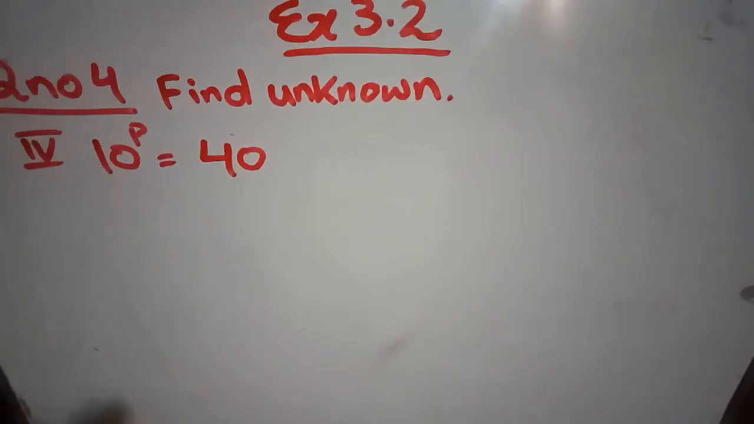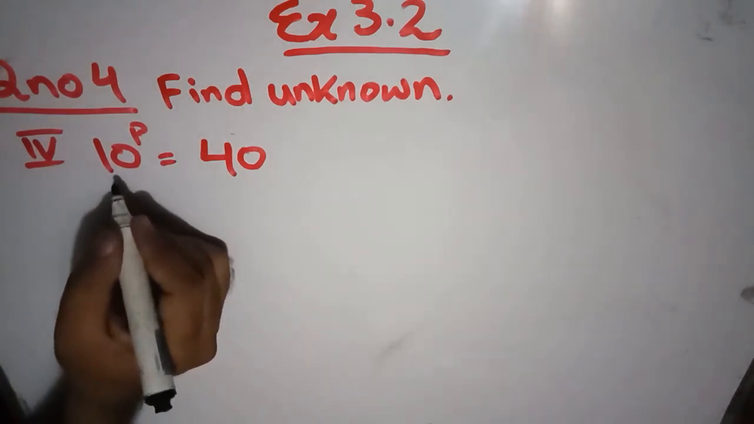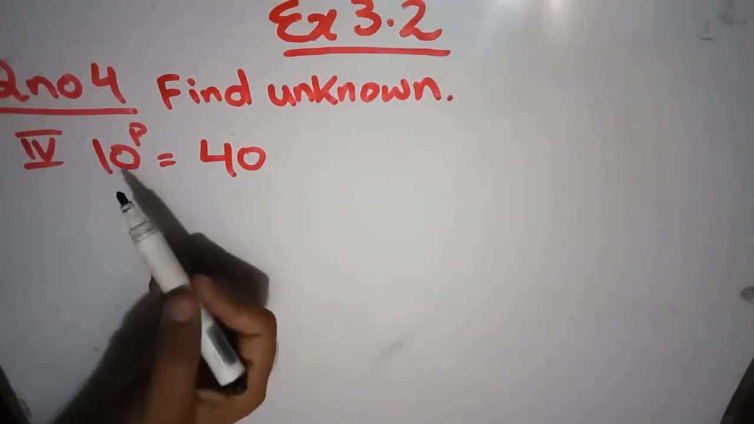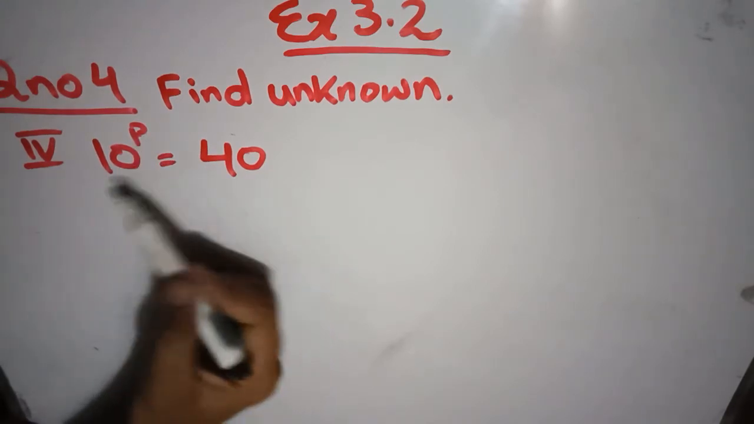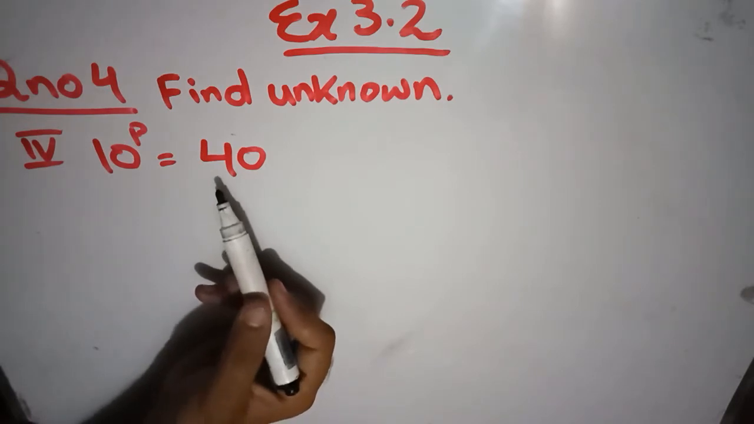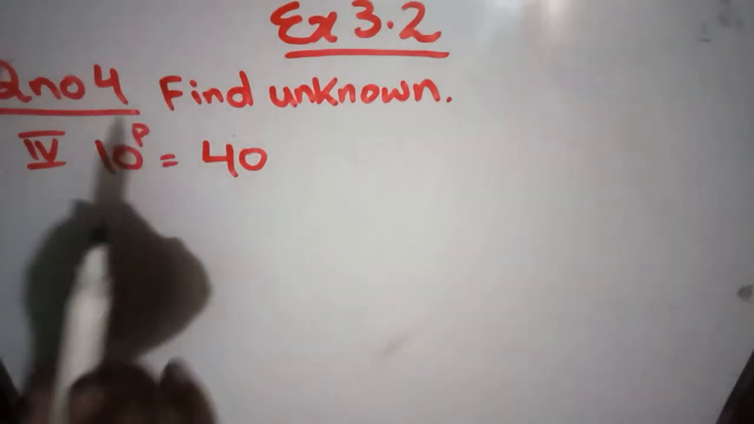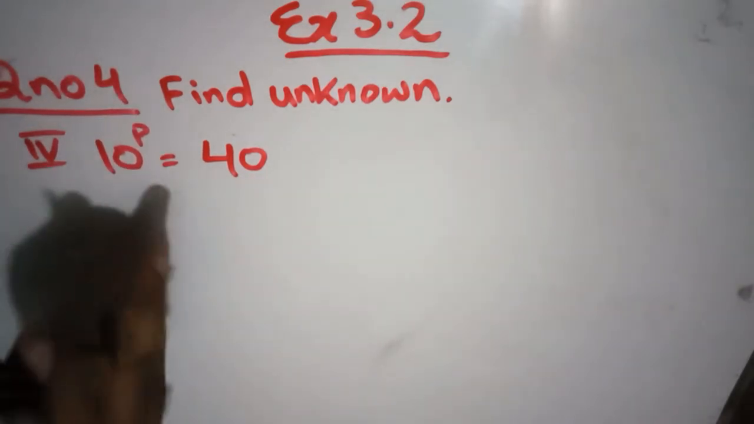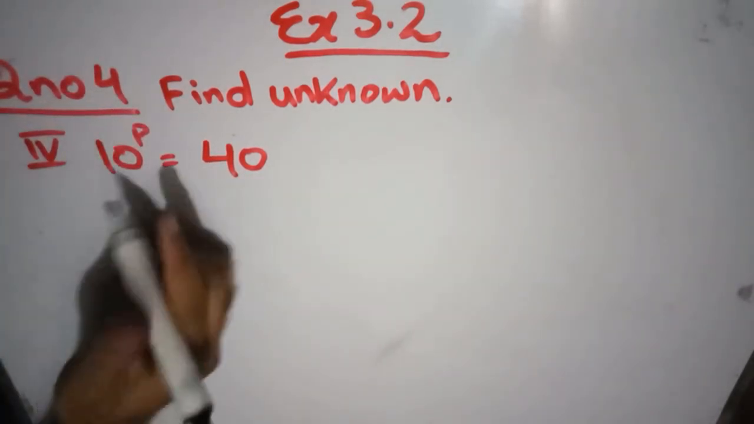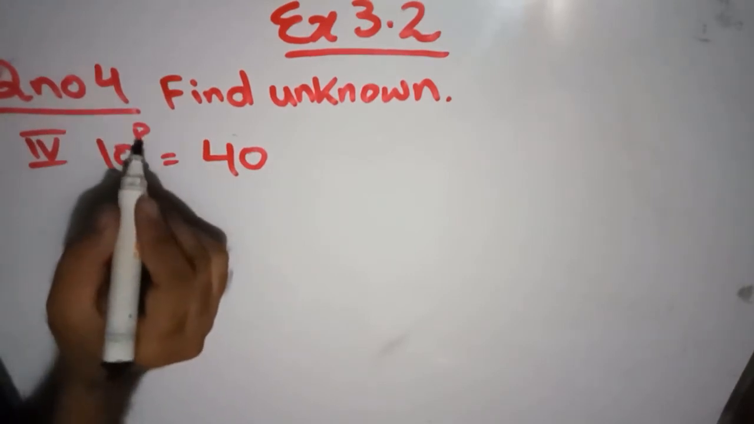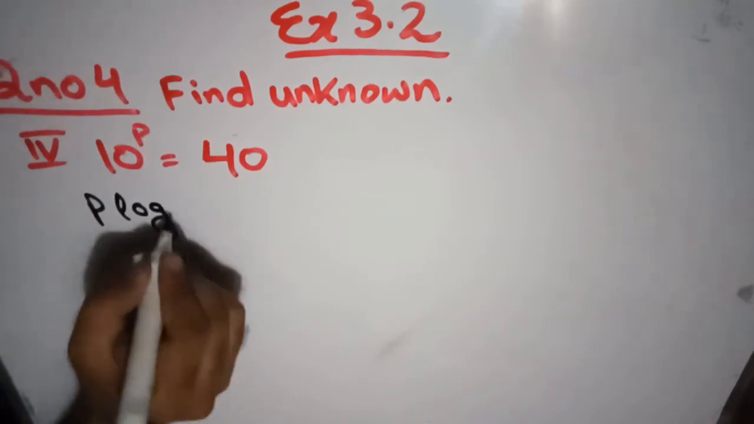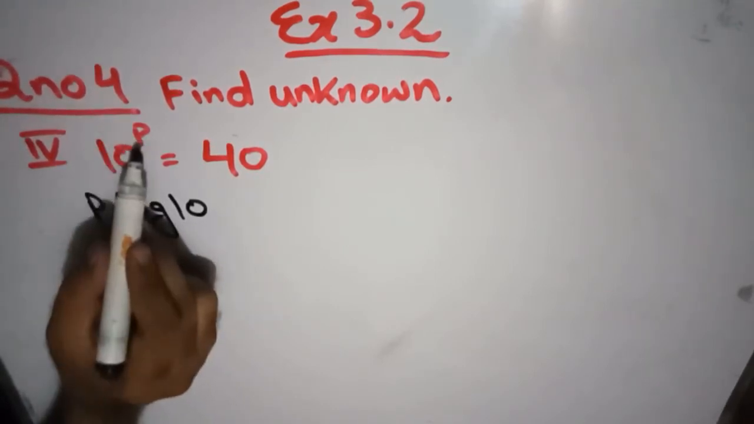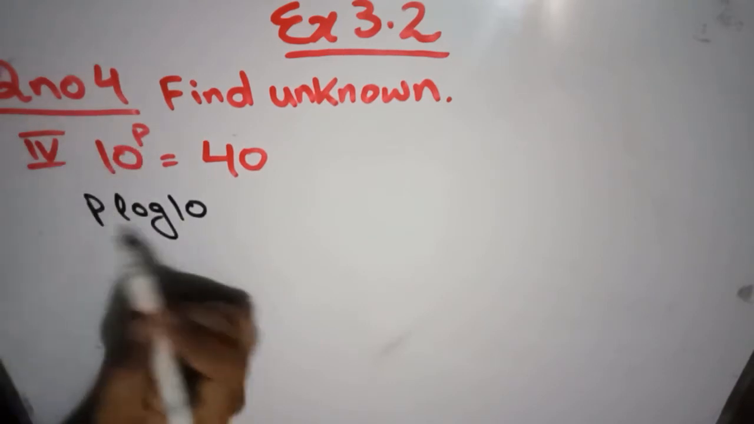Okay, let's do the fourth part of this question. That is also very important. Here you are watching 10 raised to power p is already present, but there is no log. Log is not written here. So you have to use the property of the log. The property of log is already used here, but you have to mention the log. You take the log to remove it from the power. You can write it as p log 10 because it is in the power.